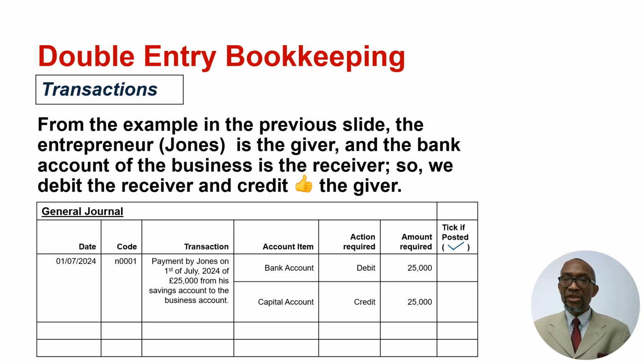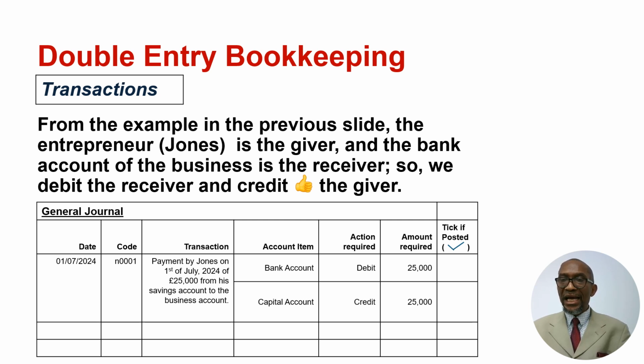The second one is code for audit trail purposes, in case you need to check or identify where items are coming from. So column 2 is a code, N001 for argument's sake. It depends on how you want to code your transactions. The third column is the transaction itself. So here, payment by Jones on 1st of July 2024 of 25,000 from savings account to the business account.